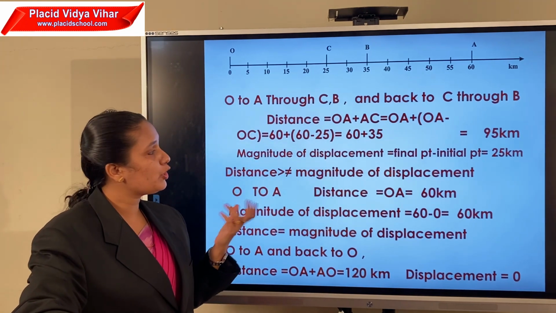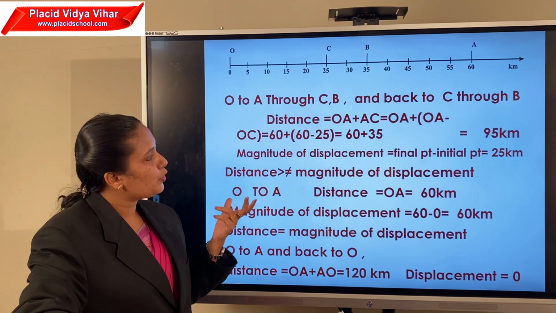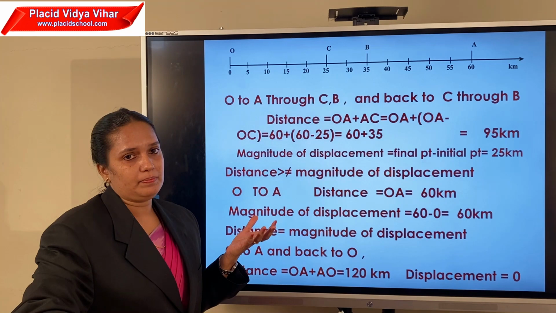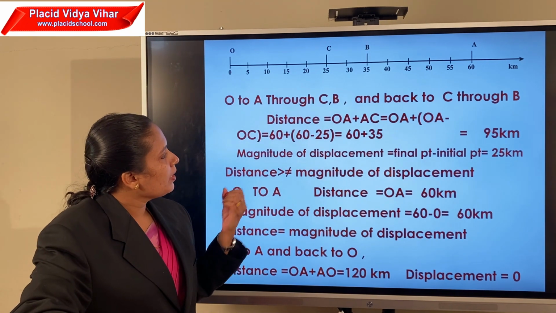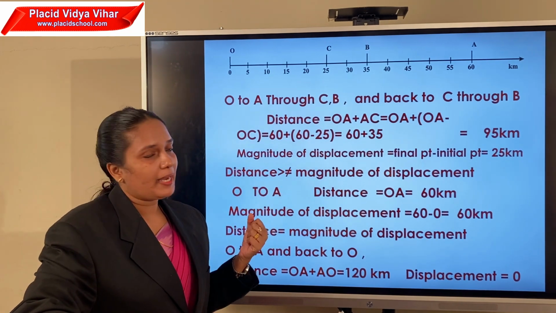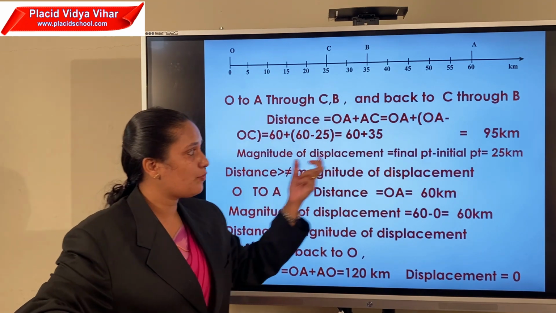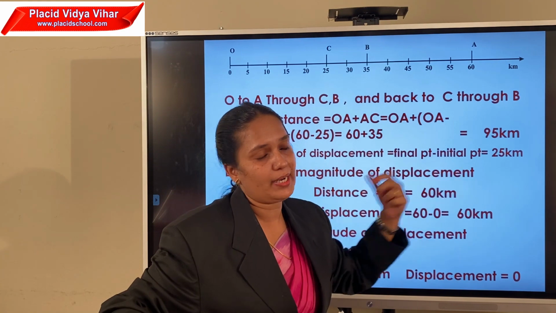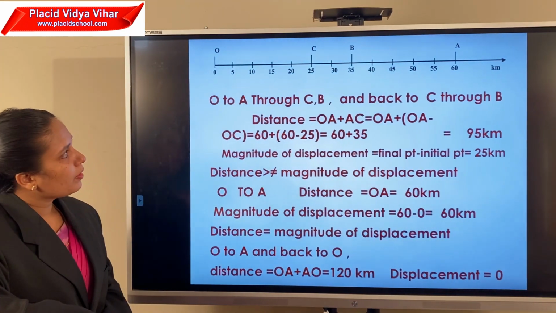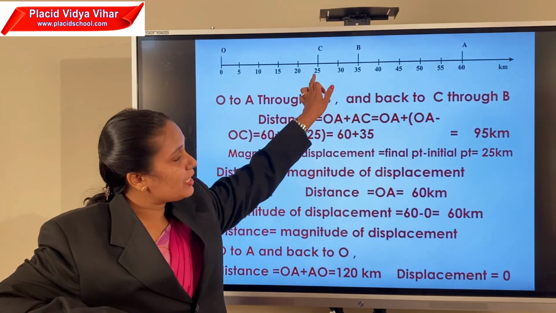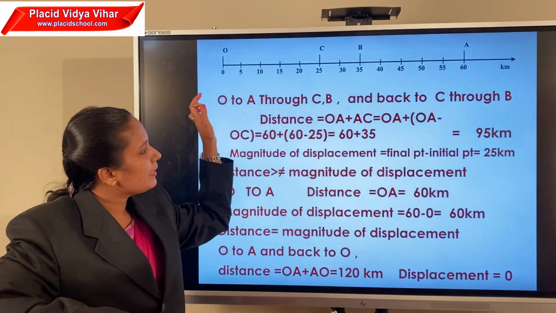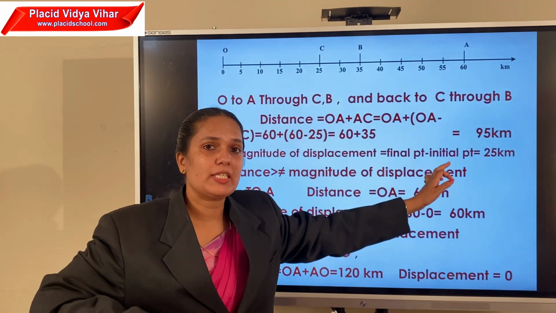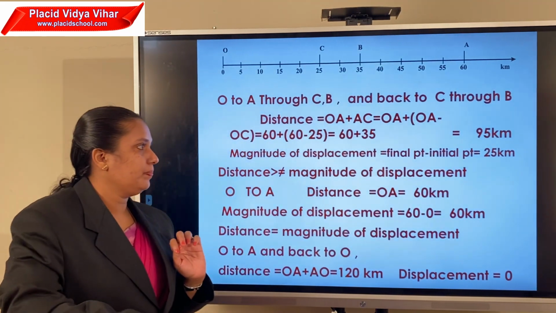Then what is magnitude? Magnitude means the numerical value of a physical quantity. So to find displacement we have a relation, that is final point reading minus initial point reading. Here final point reading is 25 kilometer, then initial point reading is 0. So 25 minus 0, that is 25 kilometer.